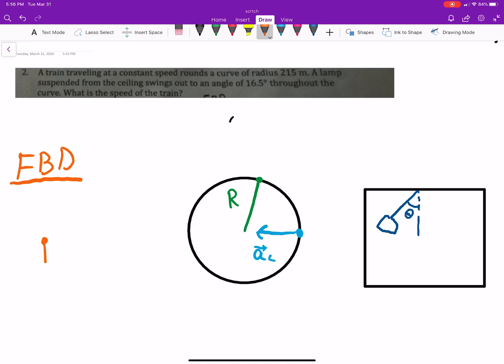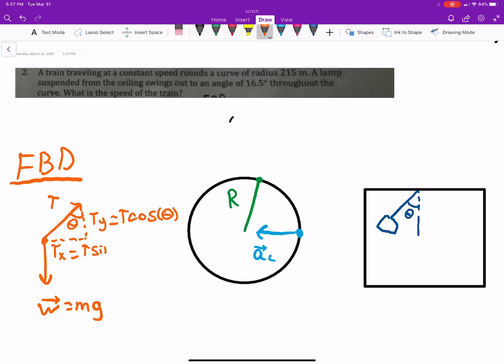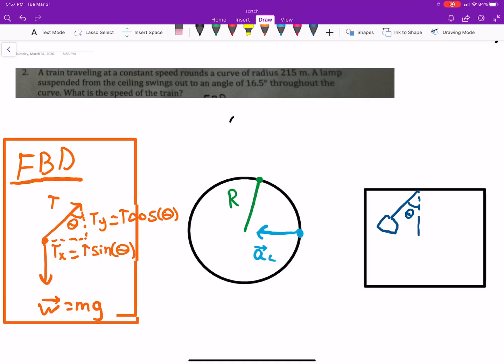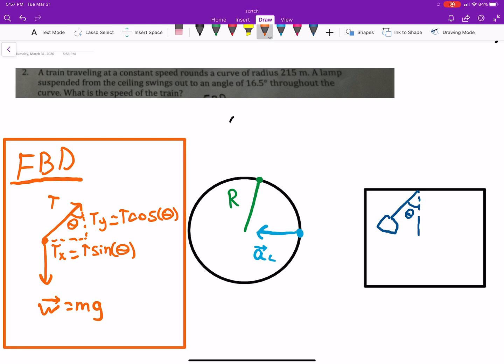Let's start with the easy one. We have gravity. We also have this tension force, which is going to have components. This is that angle theta. We have tension in the y direction, which is just going to be T cosine theta. And we have tension in the x direction, which is going to be T sine theta. So there's our free body diagram.